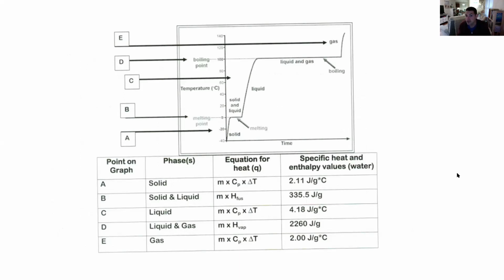All right, so you should be watching this video and then moving on to the practice to make sure that you can do these calculations and you can interpret the information on a heating or cooling curve graph. All right, so good luck with those assignments this week, class.